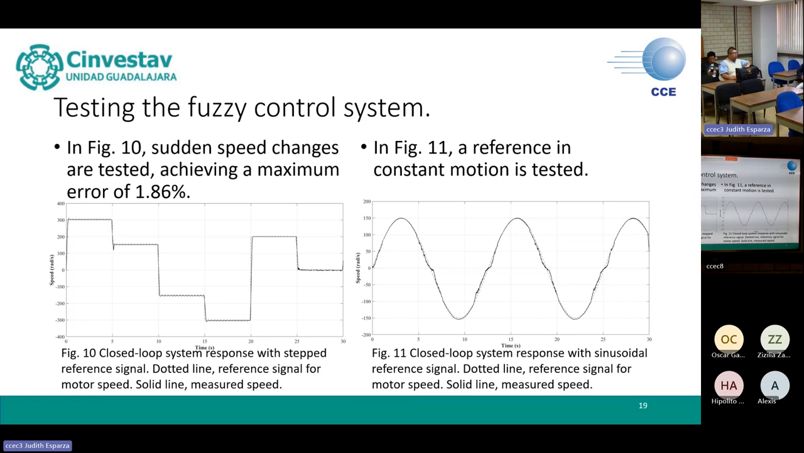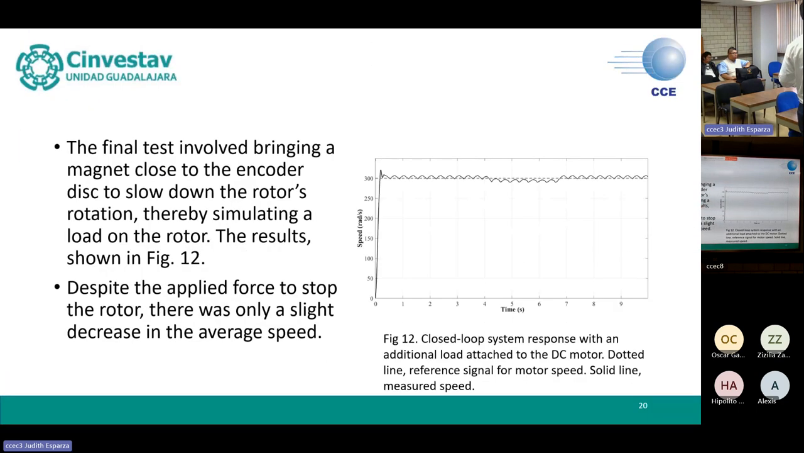We have a lot of deviation in the crossing by 0. We think that it's because of the encoder that we use, because the resolution is very low, and also when the speed is high, it starts to fail. We have to maintain a certain range with this encoder.